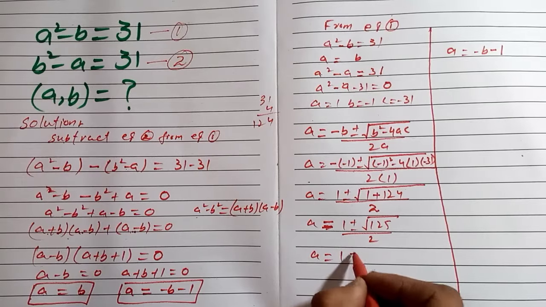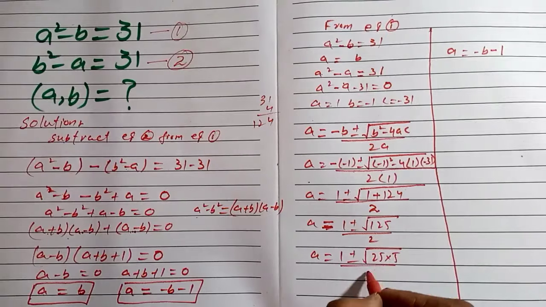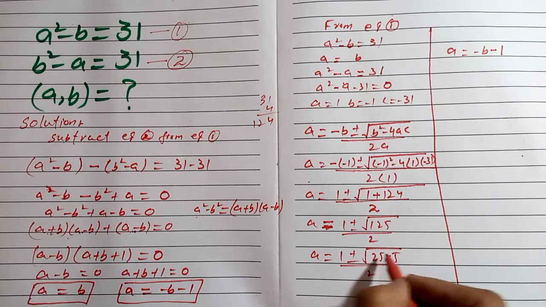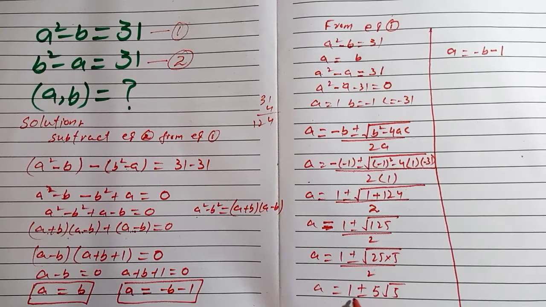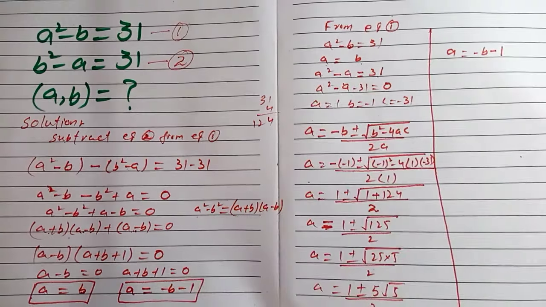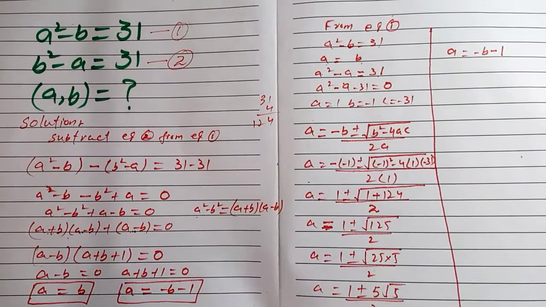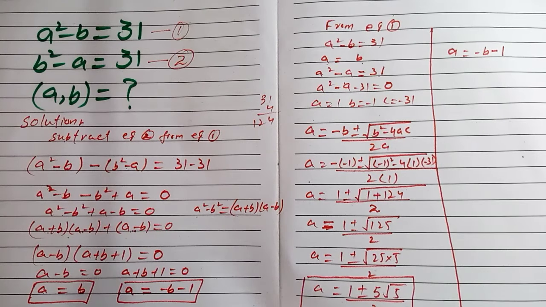We can write 125 in factor form for ease: 25 multiplied by 5 equals 125. The square root of 25 is 5. So a equals 1 plus or minus 5 root 5 divided by 2. Since a equals b, the value of b is also 1 plus or minus 5 root 5 divided by 2. So we have two values of a and two values of b.